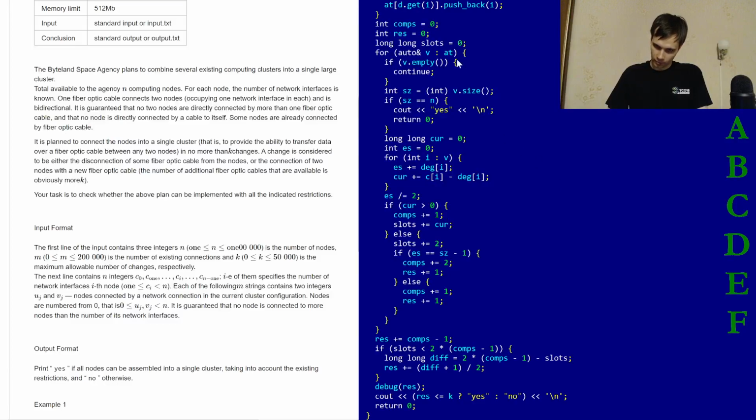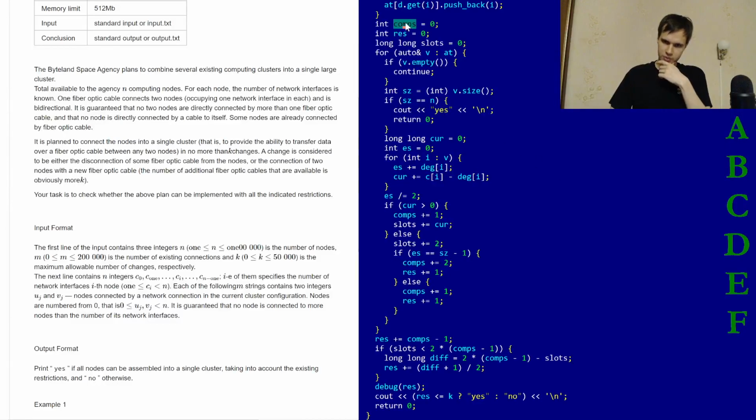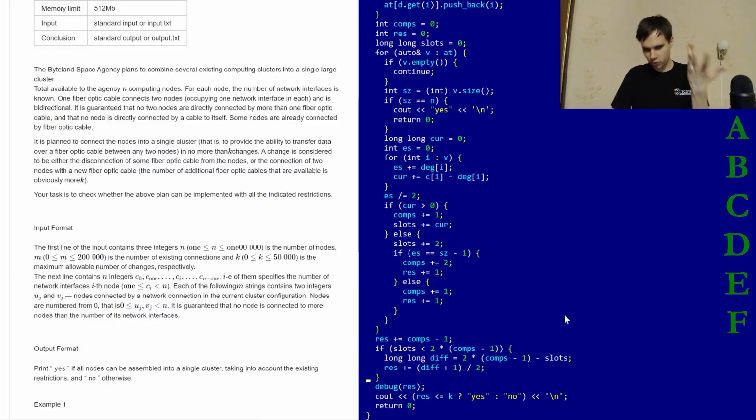And I maintain 3 variables: comps, res, and slots. Comps is the number of components I have. Res is the number of overall changes I need to make. And in this for loop, I only count removals of edges. And after that, I count for adding edges as well. And slots is the number of slots overall I have in my connected components, like free slots.